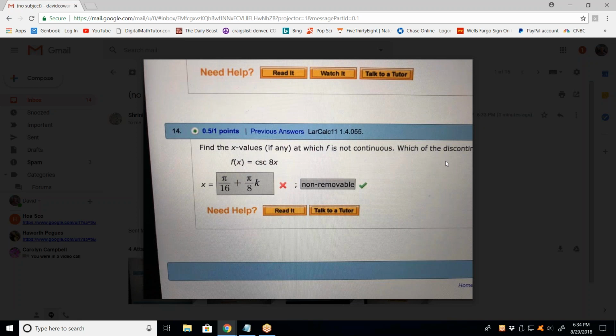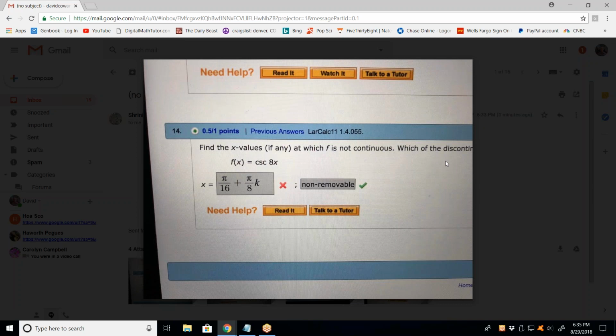All right, let me take a look at this one right here. This is the first one I didn't know how to do. It was cosecant 8x. I know it's a non-removable discontinuity because if you look at the cosecant graph, there's an asymptote at a set value. So it's a non-removable discontinuity. But I don't know how to get the x values where f is not continuous.